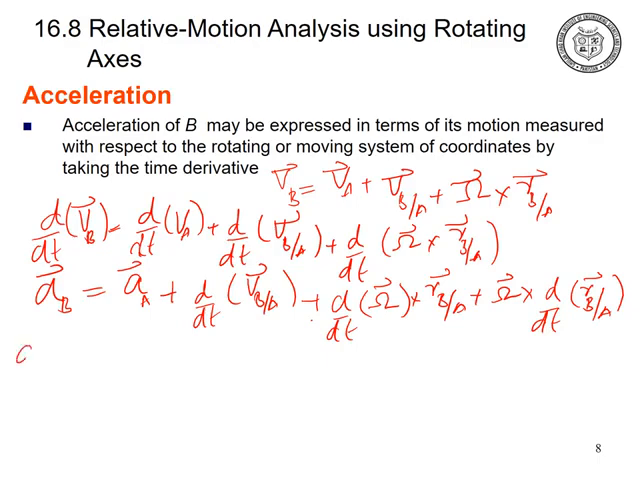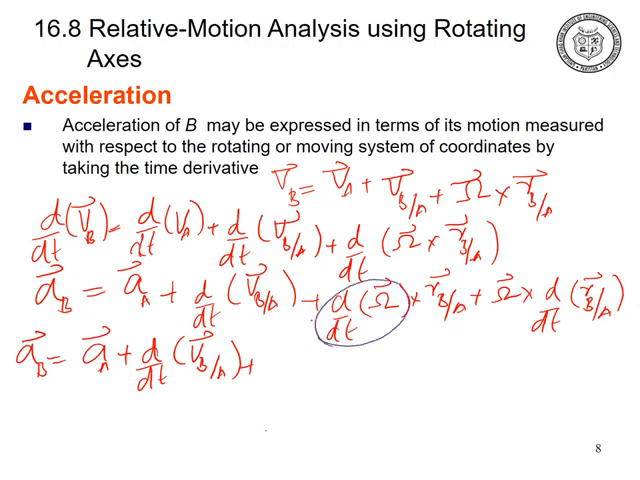So again, by writing this equation, a_B equals a_A plus d/dt of v_B with respect to A plus, here, this term is the time derivative of the angular velocity, so it becomes angular acceleration. But this angular acceleration is for the axes, not for the rigid body. So we can write it as omega dot, which is the angular acceleration, crossed with r_B/A, plus omega cross. What is the time derivative of r_B/A?